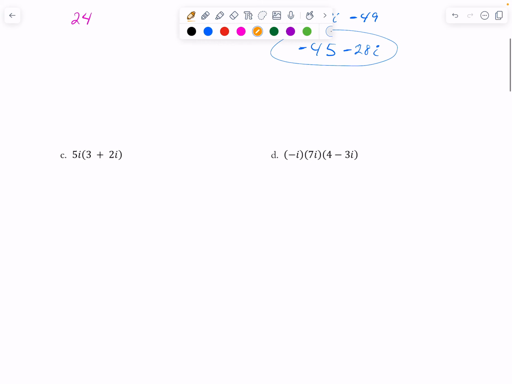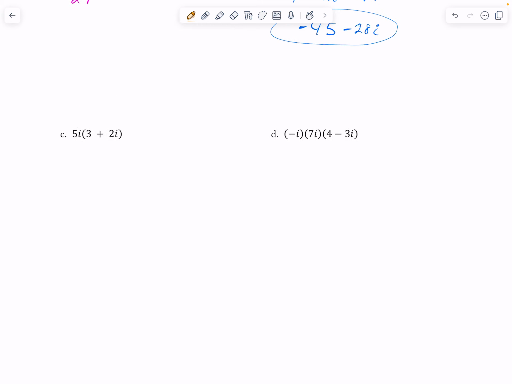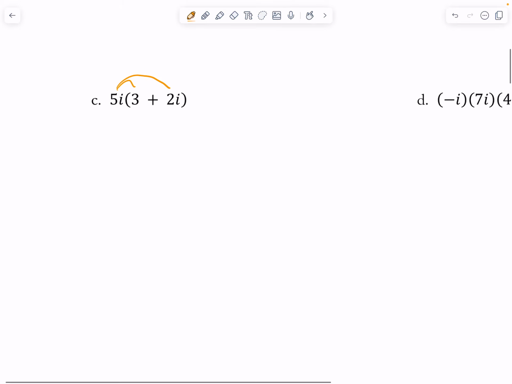The next one is distributing this 5i onto the 3 and onto the 2i. So 5i times 3 is 15i. 5i times 2i is going to be plus 10i squared. Now watch what happens here. We had 15i, just bring that down. i squared is the same as -1. So that's going to be 15i minus 10.